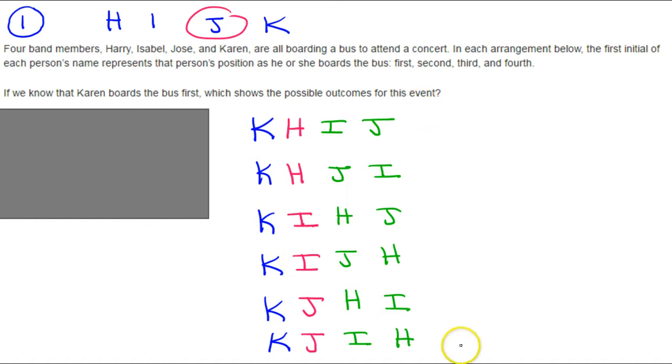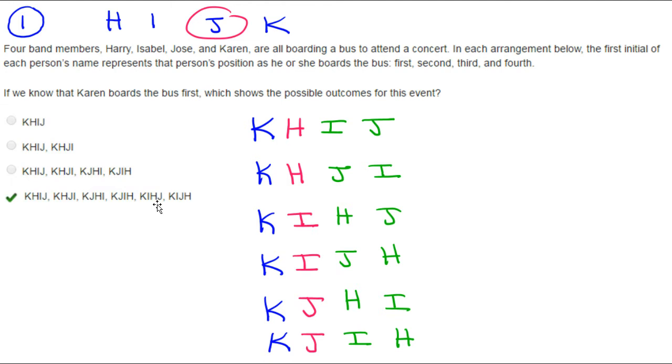Okay, so these are all of the possible outcomes. Karen went first. After that, either Harry went second, or Isabel went second, or Jose went second. So there are 6 possible outcomes in terms of the order. So let's look and see what we've got. Only one of these choices actually had 6 outcomes listed: 1, 2, 3, 4, 5, 6. And if you study them carefully, you will see that these 6 outcomes match what we came up with.